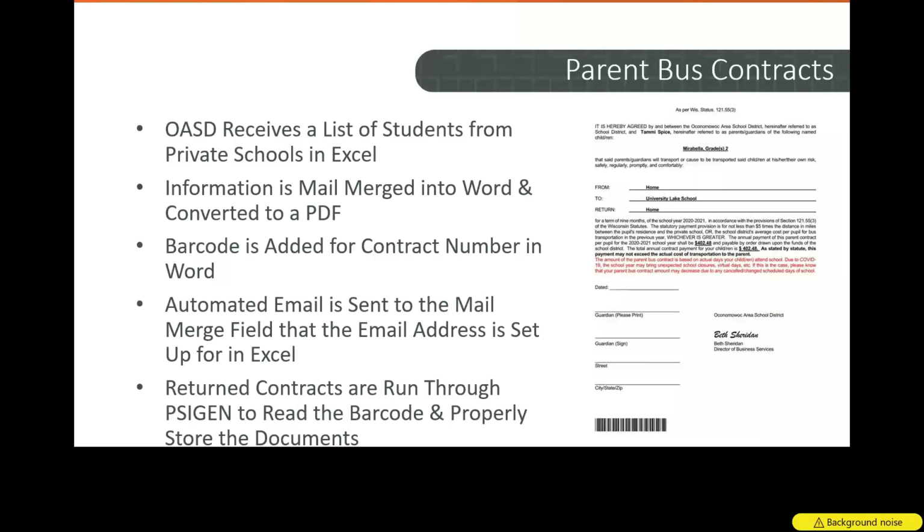We changed the contract number into a barcode font so that it is still specific to each person's contract, but now it can be readable by SciGen. These are then converted into a PDF, and the PDF is sent through SciGen to read the email address in our Excel document, and then it's automatically emailed to all of those parents. Then the returned parent contracts are run through SciGen and automatically stored, with the OCR reading that barcode and attaching that specific information to that contract and saving it under that parent's name so that we can look it up for future use.